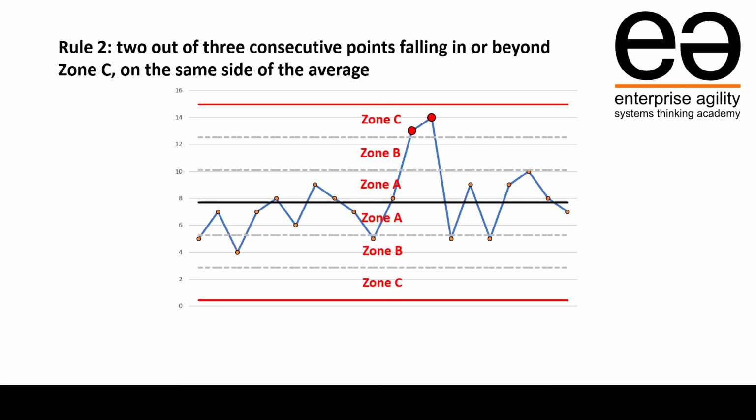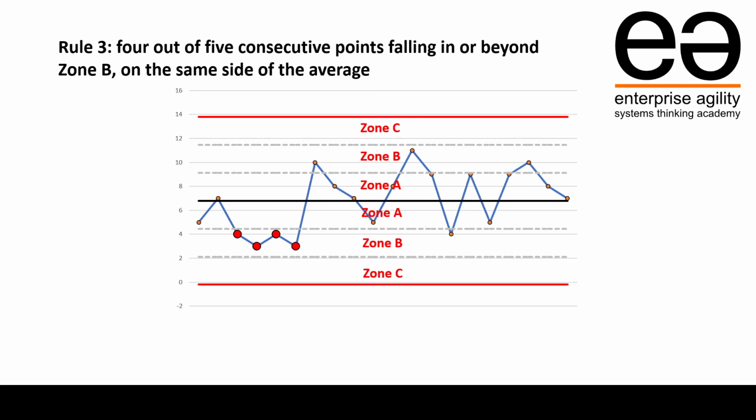Rule 2. 2 out of 3 consecutive points falling in or beyond zone C on the same side of the average. So here you can see in this example we've got 2 data points that are consecutive that satisfy rule 2, and they're marked by those 2 red dots and they're on the same side of the average. In this instance the pattern is falling above the average in zone C, but it could be equally valid if we had 2 data points that were in zone C below the average. When you see this signal being tripped, go study.